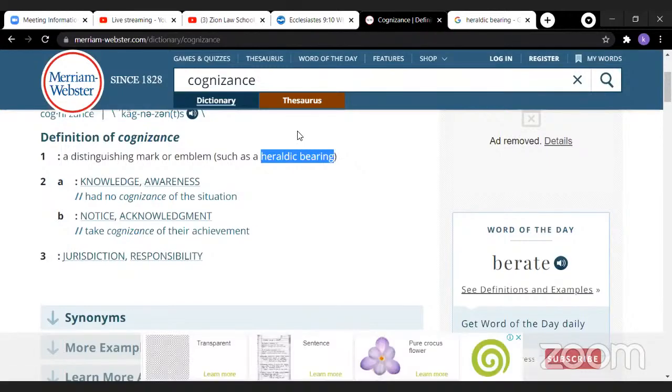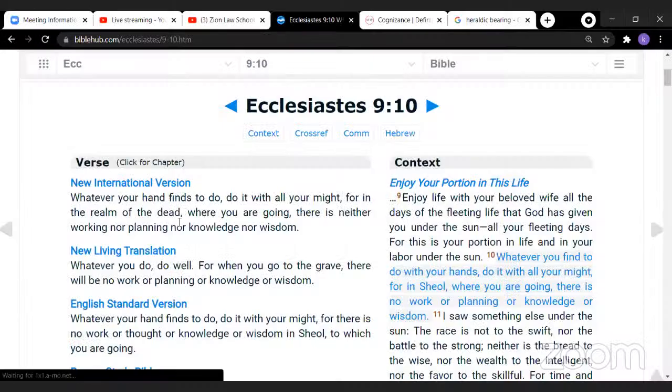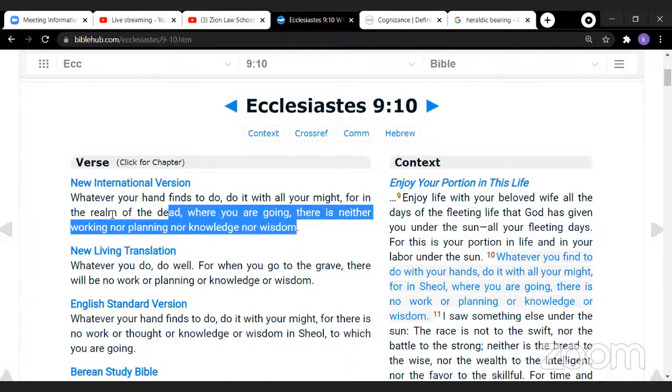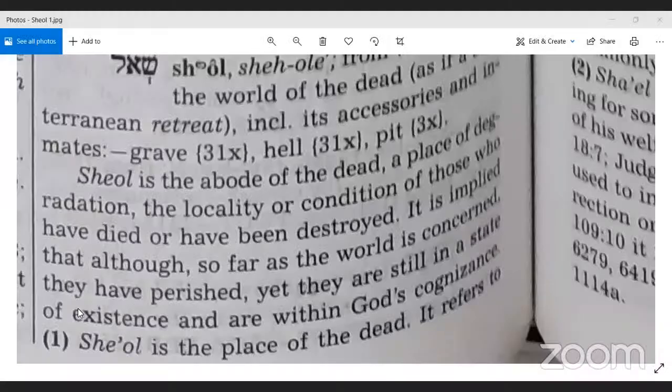Okay, so going back to, I don't know why I didn't make this connection before. So how can this then be, if we are not conscious, if we're not still in existence? Y'all see it? Because the conjunction and is two separate things. It says, yet they are still in a state of existence and are within the Most High's cognizance.